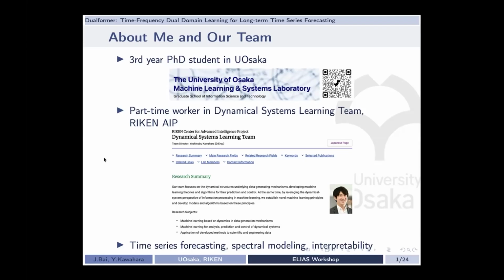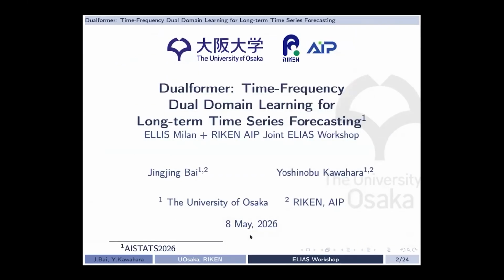So for me, my personal research interest is about time series forecasting, especially using some spectral modeling strategy. And also I'm super interested in building some intrinsic interpretable deep learning models, especially for tasks like time series forecasting. So today's talk is going to be about our paper in AISTATS this year. The title is DewFormer: Time-Frequency Dual Domain Learning for Long-Term Time Series Forecasting. I think this work is more empirical, so it's going to be very easy for you to follow.